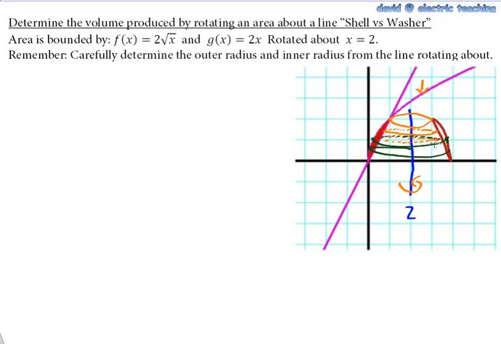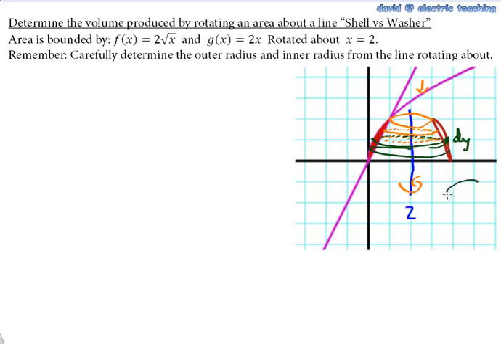These are washers with a thickness. If I was to draw this in with a thickness, the thickness would be vertical, which is a dy thickness. And that's really important because we're going to use integration. Integration is summing up infinite items. In this case, we're going to be summing up infinite areas of this washer that's created.